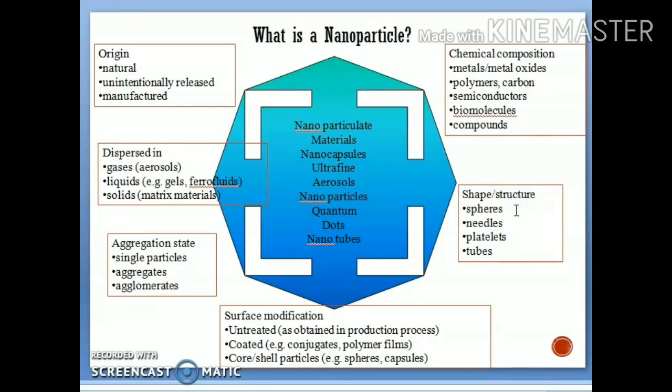The surface modification may be categorized as untreated, meaning as obtained in the production process, and we use it in the same way. Second is coated. We can coat different conjugates and polymer films onto the nanostructures, and that is how we can modify the surface of the nanoparticles. Next is core or shell particles, such as spheres, nanocapsules, nanospheres, and nanotubes. So different surface modifications are possible in a nanoparticle.